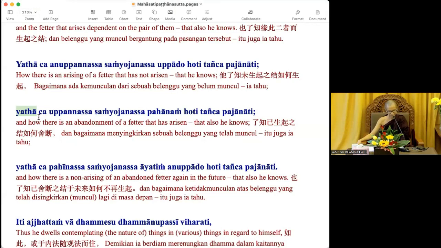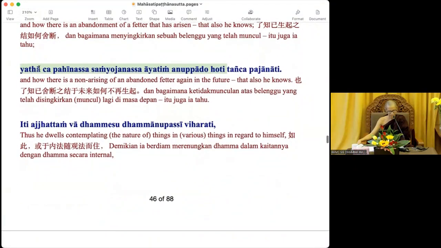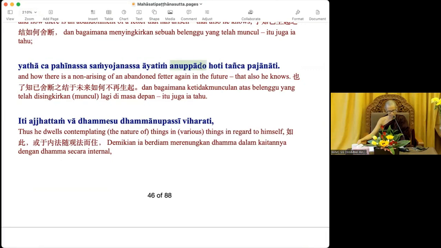Okay, next sentence. Yatra cha bahinasa sanyojanasa ayade nobaro hodi yatra yena karanena. In with some reason, because of some reason, nobaro hodi, it is not arising. Nobaro, it is not arising. Sanyojanasa, of Sanyojana. Bahinasa, which is removed, which has been removed. Ayade, in the future. Ayade, in the future, not now.